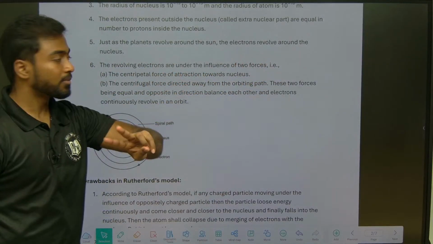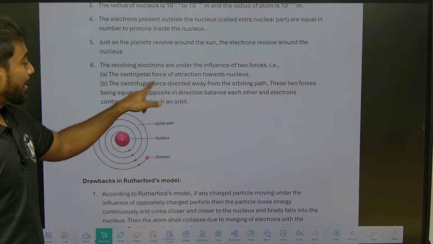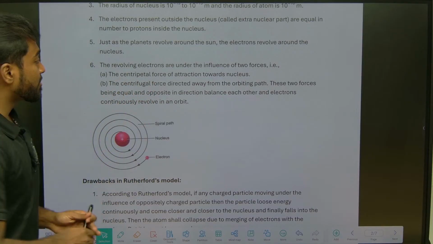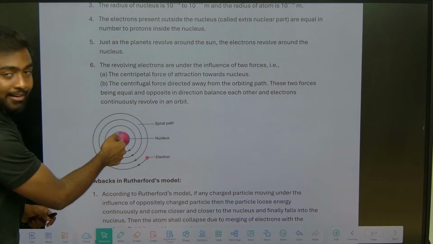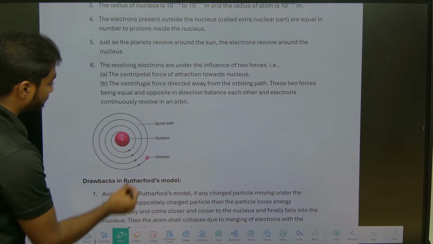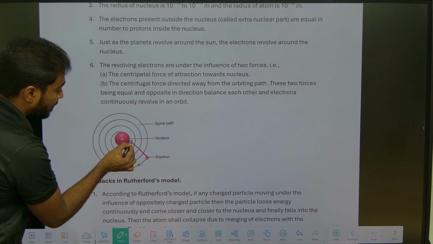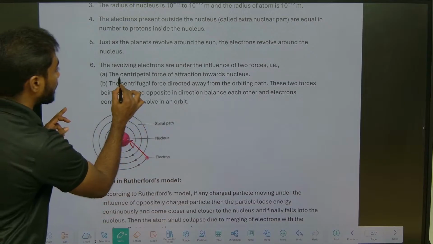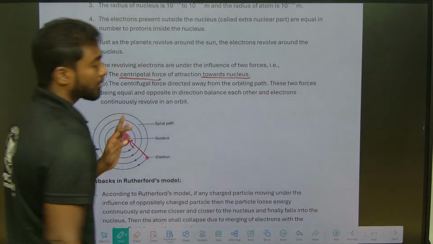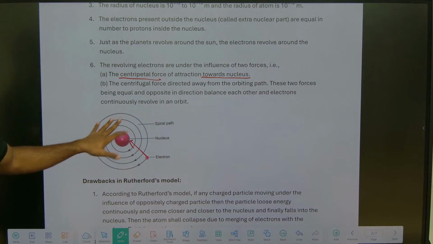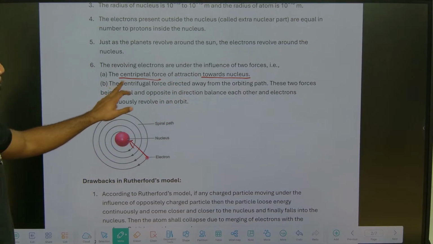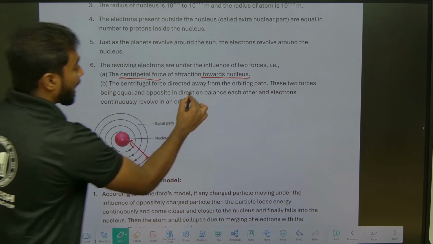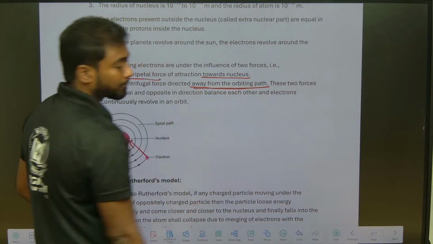of two forces. So the centripetal force and centrifugal force are there. Centripetal force will be towards the center. When I talk about centripetal force, it will be towards the center, towards the nucleus, that's the center. Nucleus is the center, right? And when I talk about the centrifugal force, it is directed away from the orbital path.